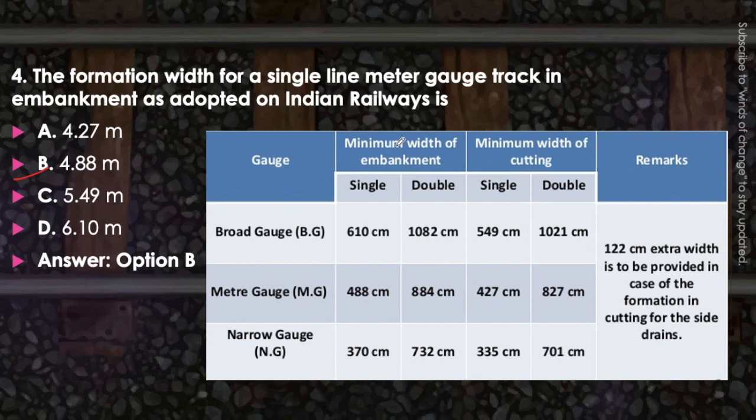Minimum width of the embankment. This first column is very important. For broad gauge track, the minimum width of embankment is 610 centimeter.